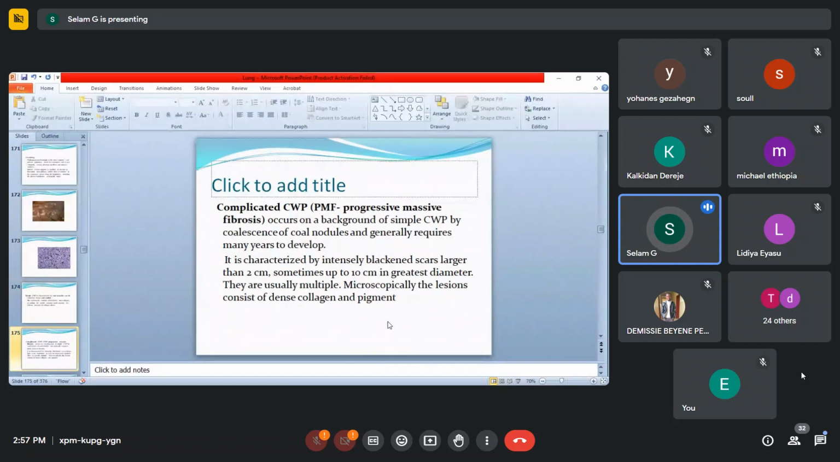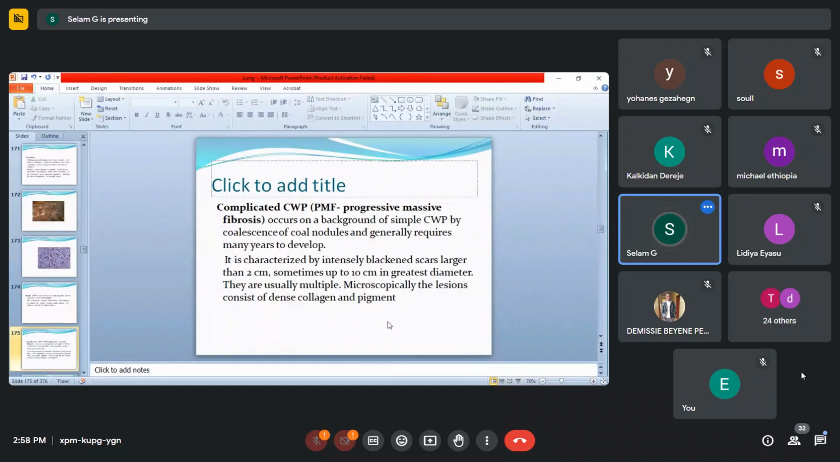The most important is complicated coal workers' pneumoconiosis, or progressive massive fibrosis. Massive fibrosis occurs on the background of simple coal workers' pneumoconiosis by coalescence of these coal nodules, and generally requires many years to develop. It accumulates through time into this complicated coal workers' pneumoconiosis, really resulting in restrictive pulmonary disease. It is characterized by intensely blackened scars larger than 2 centimeters, sometimes up to 10 centimeters in greatest diameter, and they are usually multiple. And microscopically, the lesion consists of dense collagen and pigment.